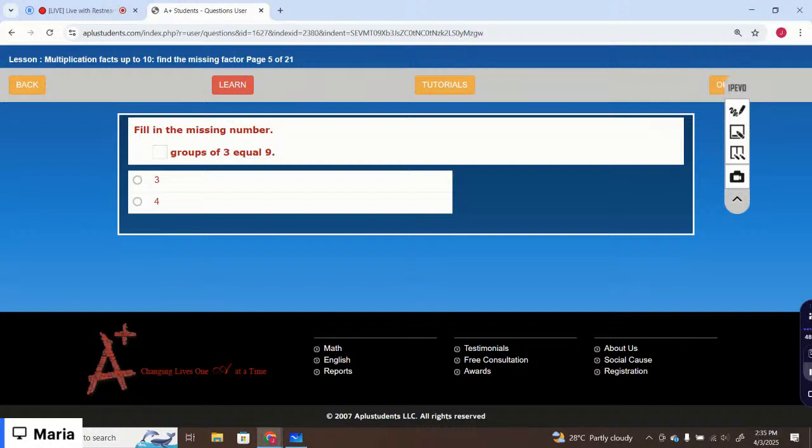Fill in the missing number. How many groups of 3 equals 9? Three times 3 is 9. Option number 1 is the correct option.